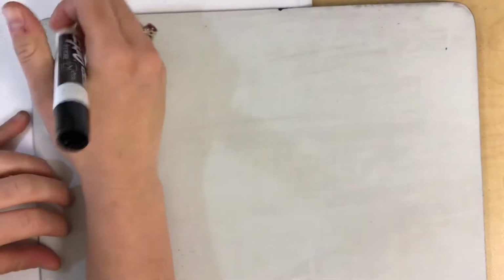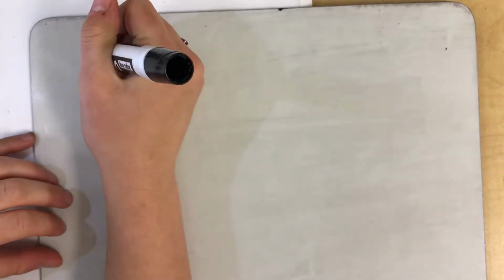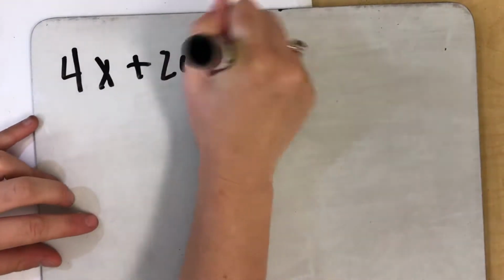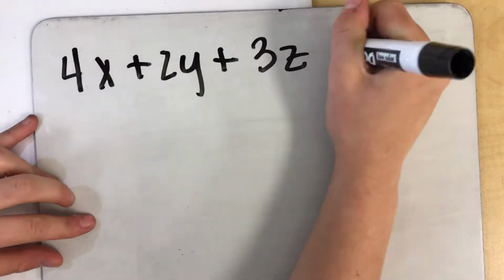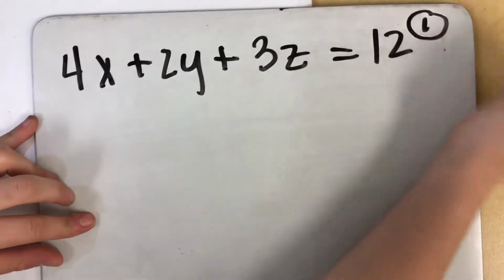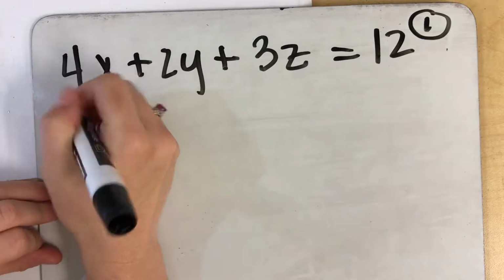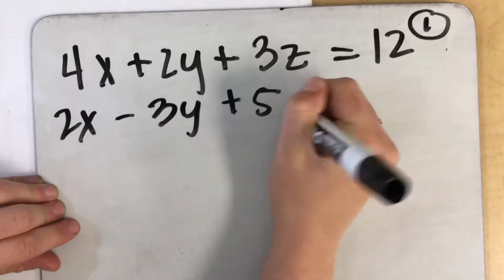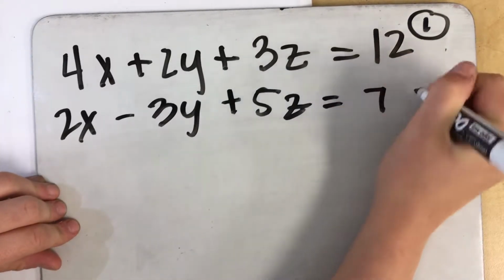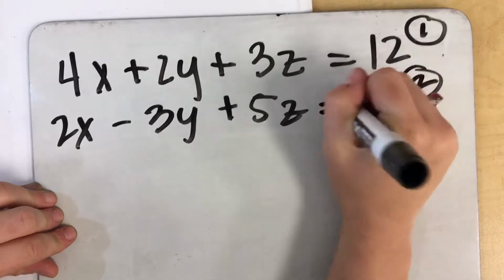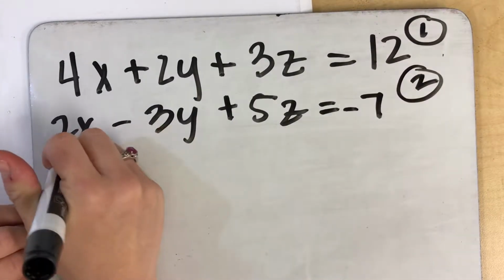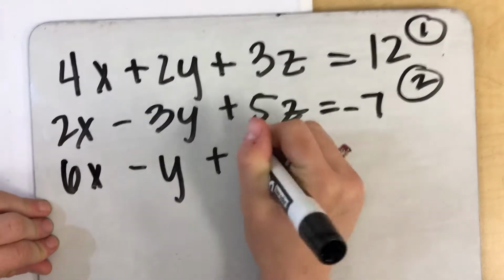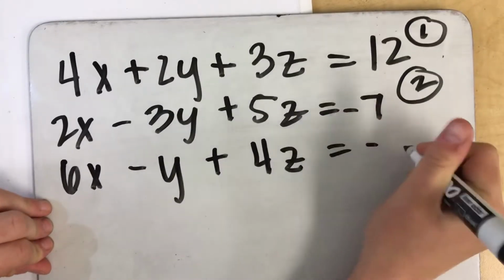Today we're going to learn how to solve three variable systems with one equation. The first equation is 4x plus 2y plus 3z equals 12. That's the first equation. The second equation is 2x minus 3y plus 5z equals negative 7. That's the second equation. The third equation is 6x minus y plus 4z equals negative 3.